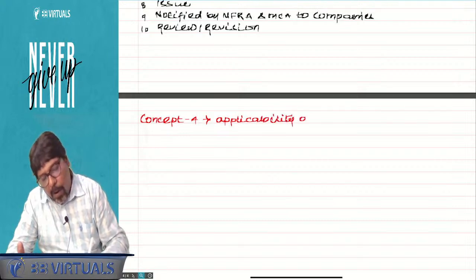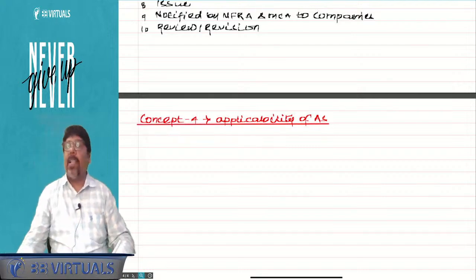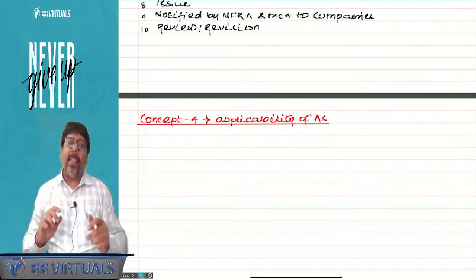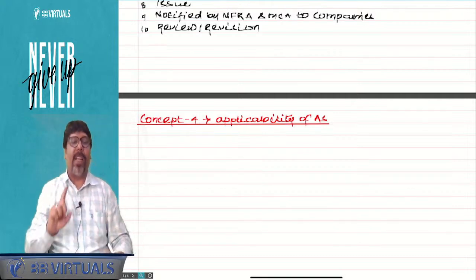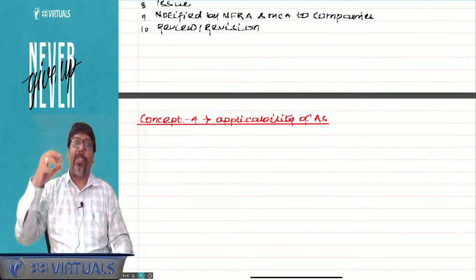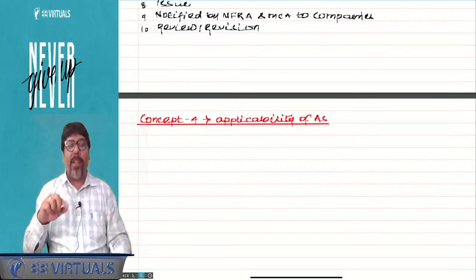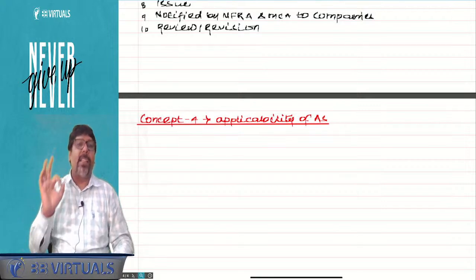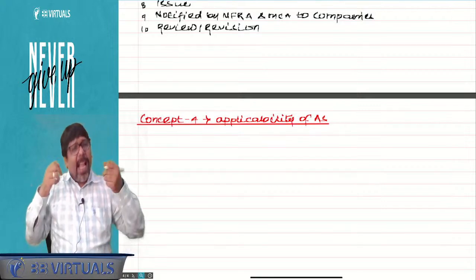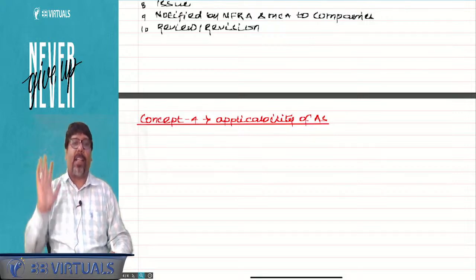Applicability of AS. Now, chartered, AS is applicable on whom? Individual or organization? I told you, not the chart wala, but the chart shop. Not the owner of the stationery, but the stationery shop. Not the restaurant owner, but the restaurant. Not the owner, but the organization. It is applicable to any organization which is involved in commercial, industrial, or business activities.